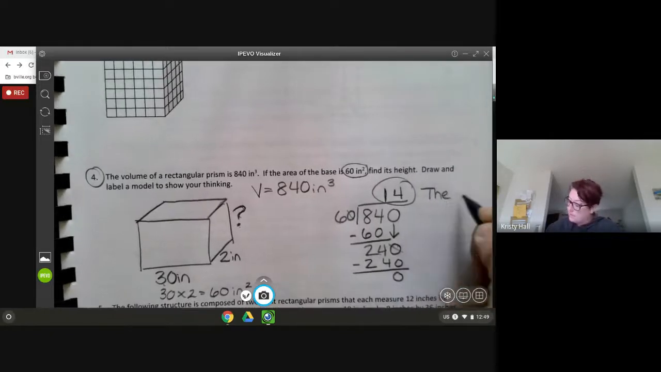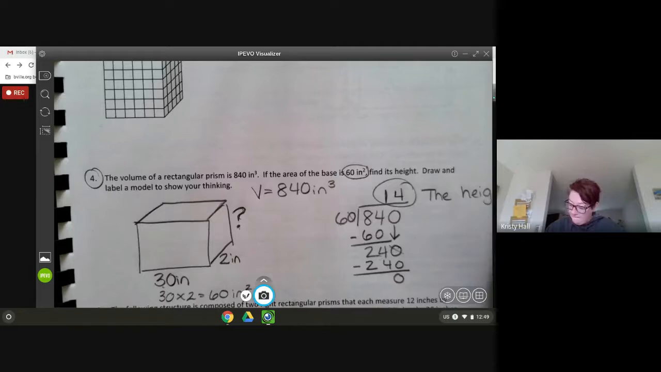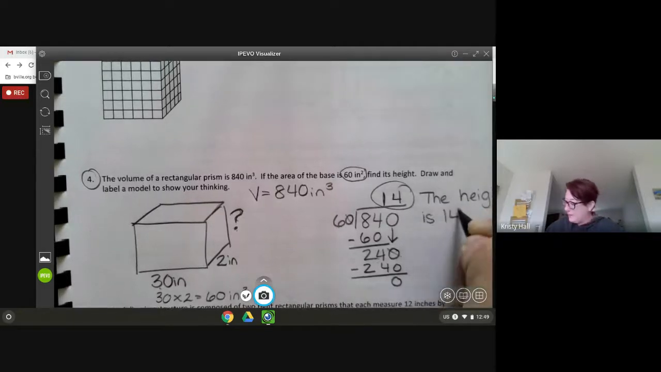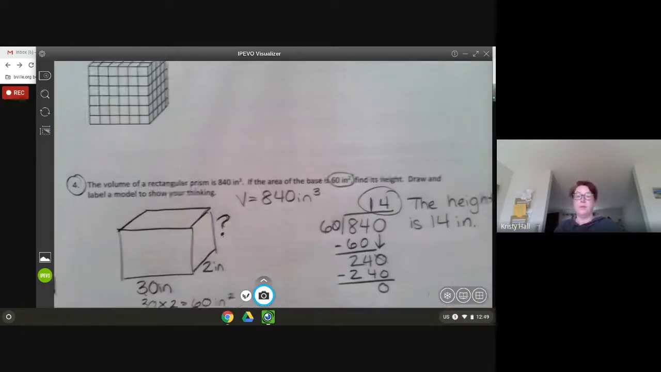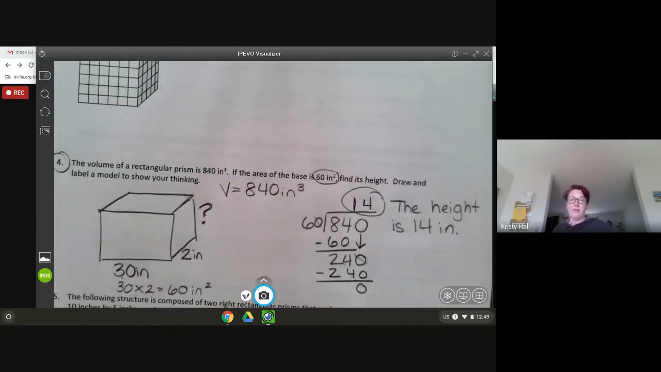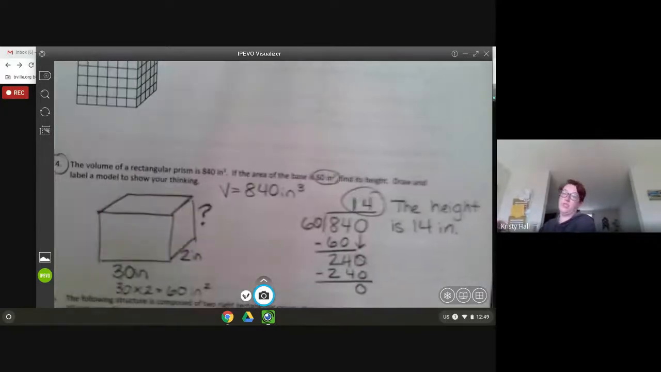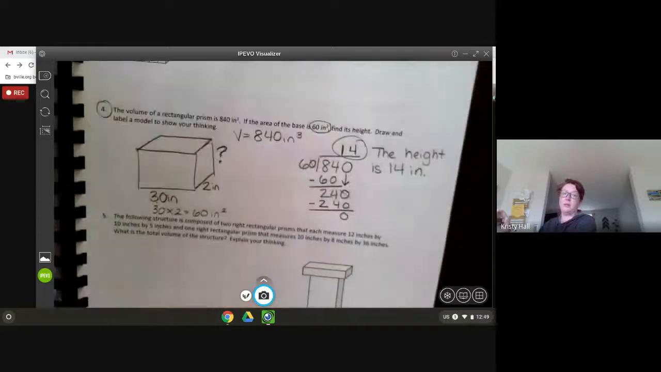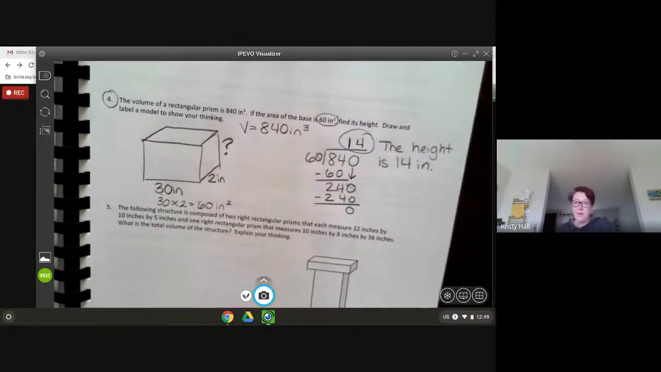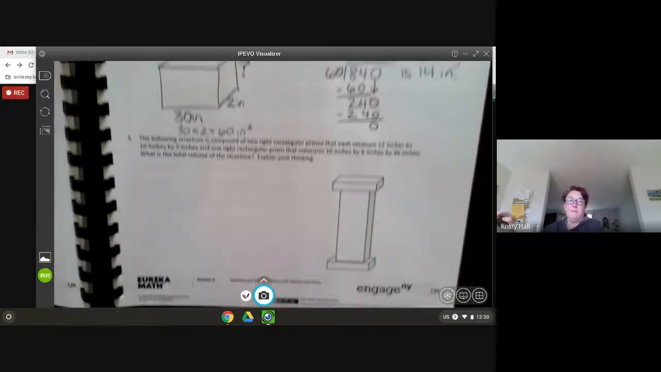So the height is 14 inches. So that is how you would solve problem number 4. It's just working backwards. All right, let's look at number 5.